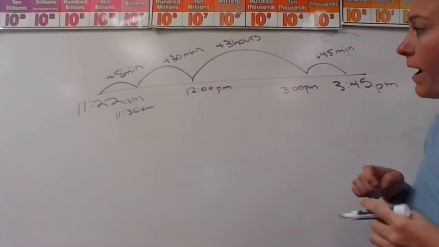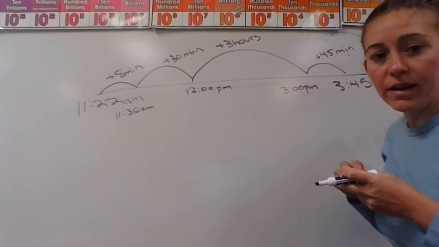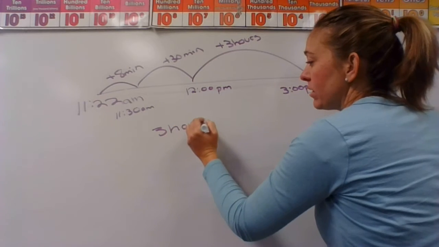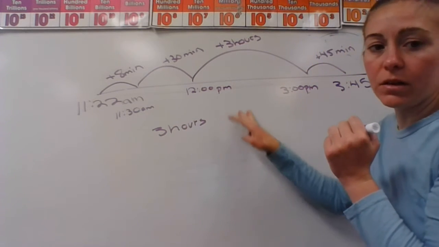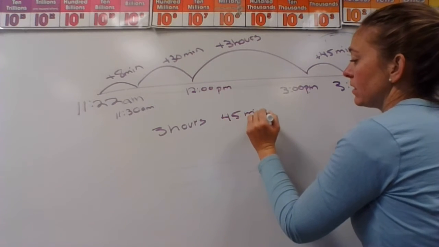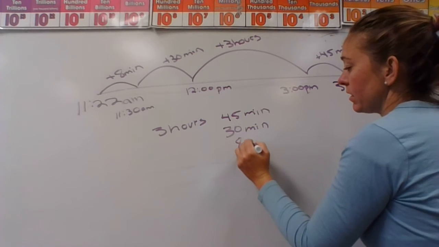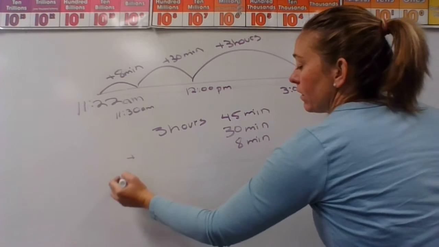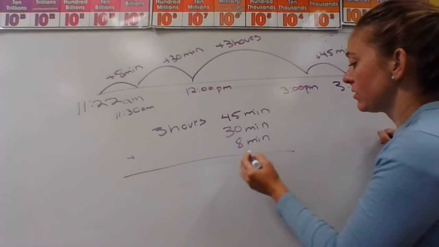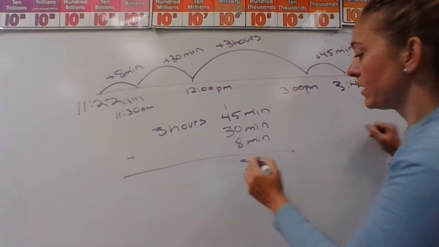All right, so now I have a total of 8 minutes, 30 minutes, 3 hours, and 45 minutes that I need to add up. So I'm going to make 2 columns, one for the hours, 3 hours over here, and then I'll put my minutes in another column. Keep those units separate. 45 minutes, 30 minutes, and 8 minutes. All right. Let's see. 5 plus 8 is 13, so drop the 3, carry the 1. 4 plus 1 is 5. 5 plus 3 is 8.